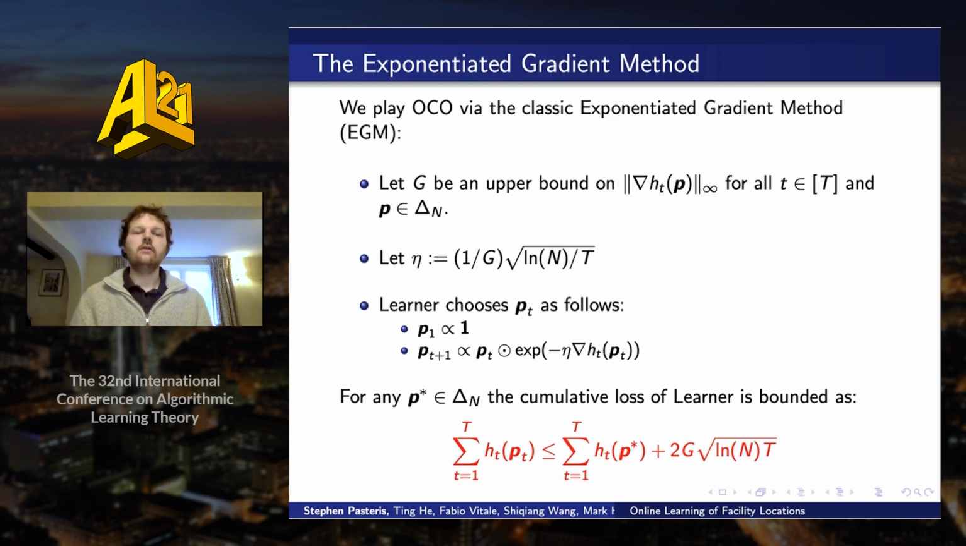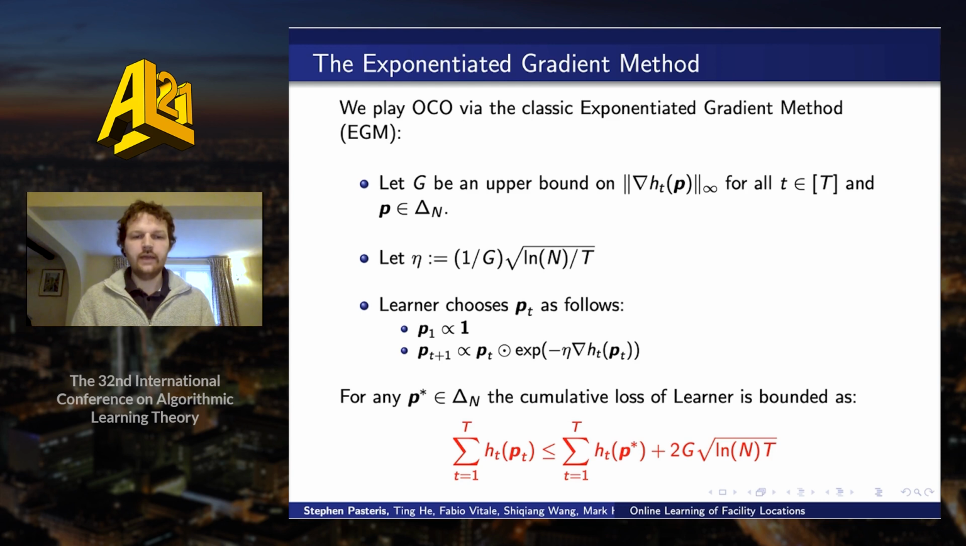We'll play the online convex optimization via the classic exponential gradient method, abbreviated to EGM. This takes a parameter G, which is an upper bound on the magnitude of any component of the derivative of ht all over the simplex on any trial t. We're going to let the learning rate, eta, be defined as in the slide, which is a function of G, n, and T. Learner then chooses pt as given in the slide.